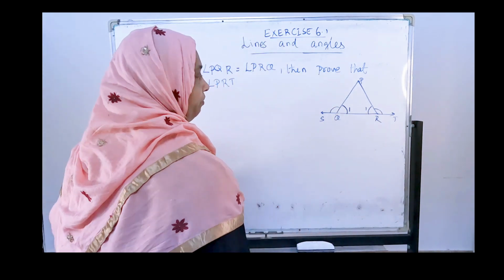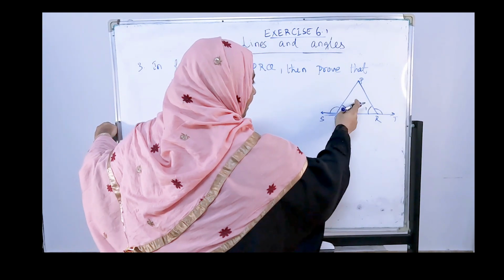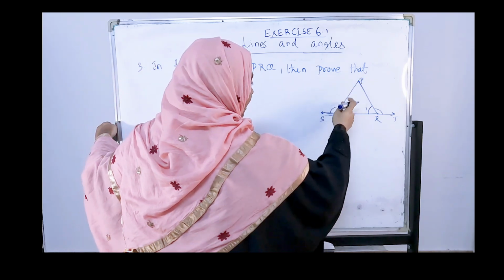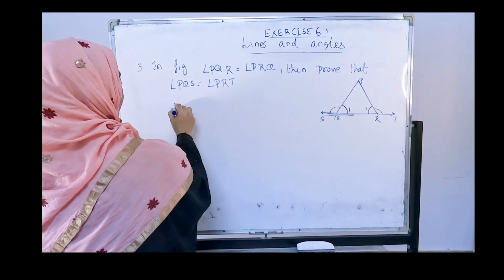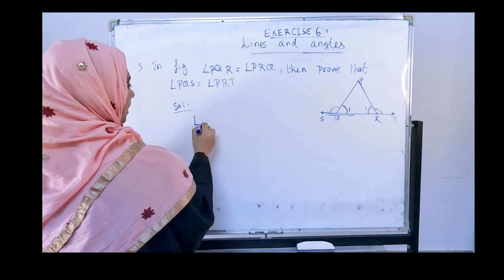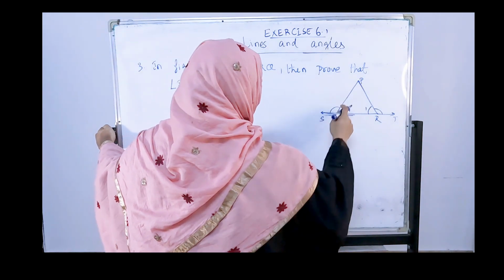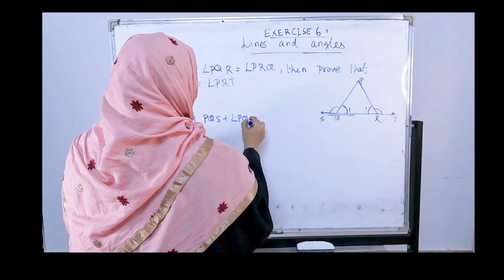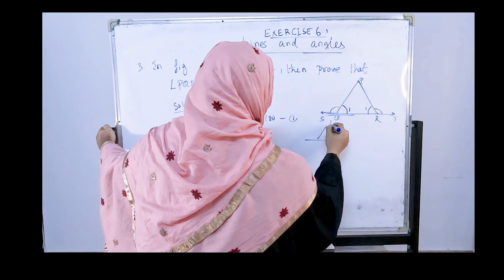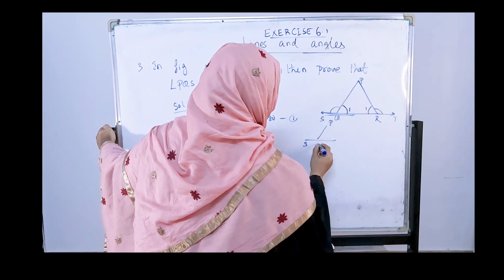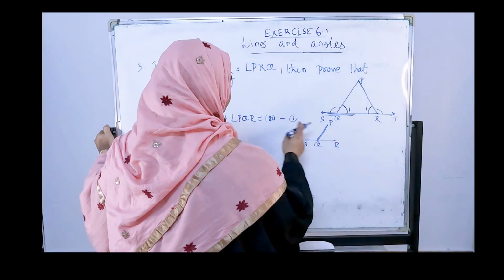So first, what will we do? We will take this part, which has two adjacent angles. What are the angles? Angle PQS as well as angle PQR. Solution: angle PQS plus angle PQR is 180 degrees. Yes, no? This part only we took, so these both form 180 degrees.